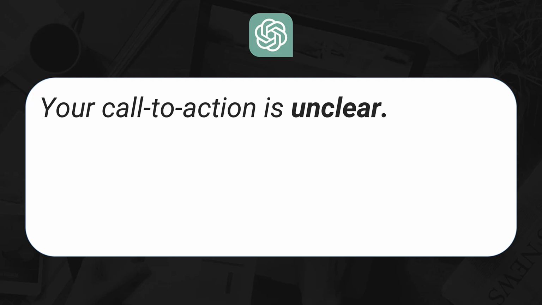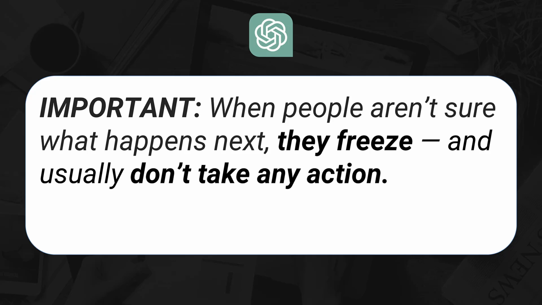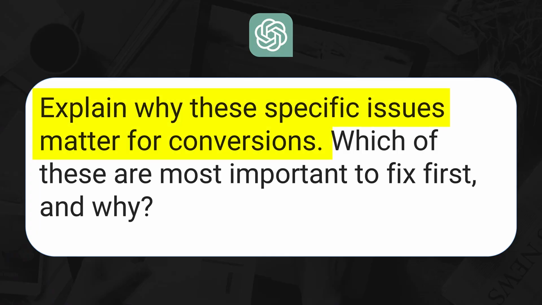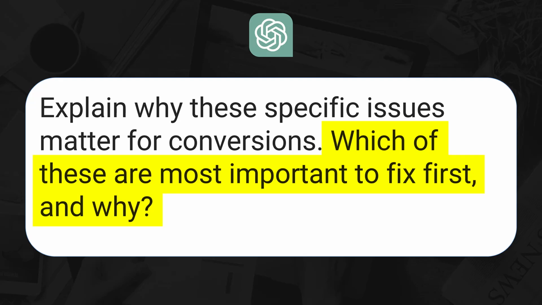Another example, AI might tell you that your call to action is unclear, and then when you ask why that matters, ChatGPT reminds you that when people are not sure what happens next, they freeze, and they usually don't take any action. So in this second step, which is interpretation, you copy a list of the problems ChatGPT identified in step number one, then you ask ChatGPT, explain why these specific issues matter for conversions. Which of these are most important to fix first, and why? That prompt turns raw data into usable insights.